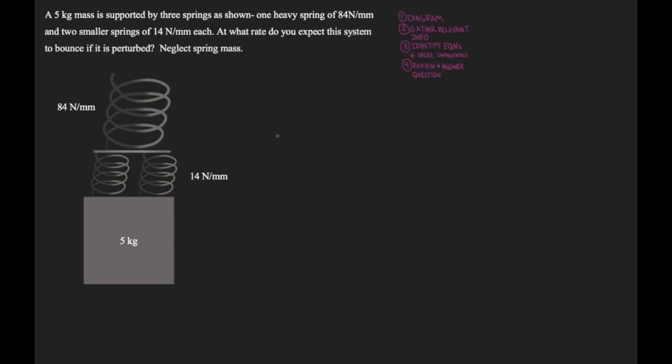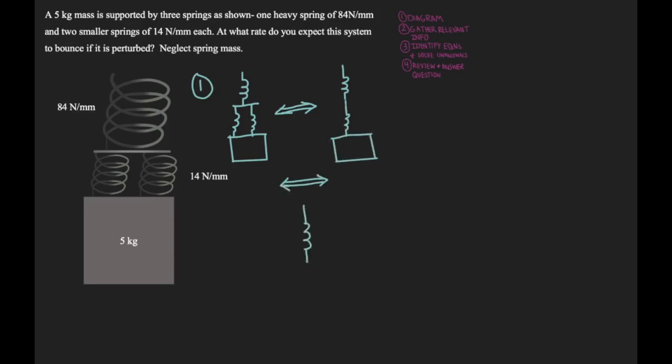Kicking it off with step 1. We have this 3-spring system, but in order to analyze it, we want to simplify it. So the 2 smaller springs which we have in parallel are going to be combined, and we're going to be left with a system of 2 springs in series. Now we can combine these 2 springs in series to get a 1-spring system. And that's going to be the system that we want to analyze.